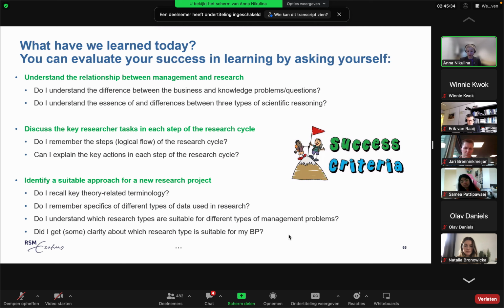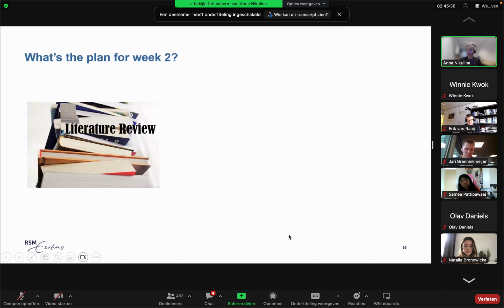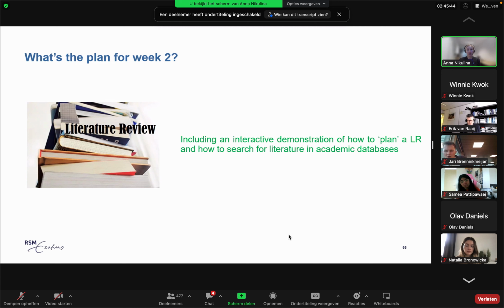Last thing is the plan for week 2. The plan for week 2 is a deep dive into literature review, which will connect to your first assignment in the bachelor project. We will also do an interactive demonstration of how you can build a plan or a map of a literature review, and we will show you very extensively how you can search for literature in databases. So the problems of syntaxes, how to save searches, etc. We will focus on this next week.